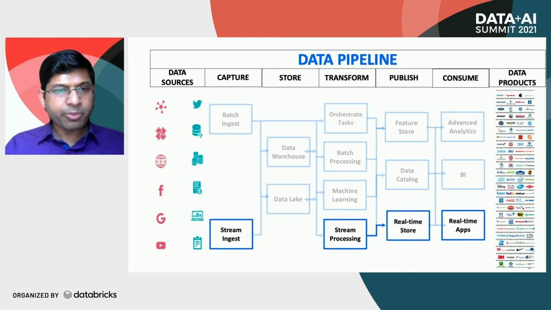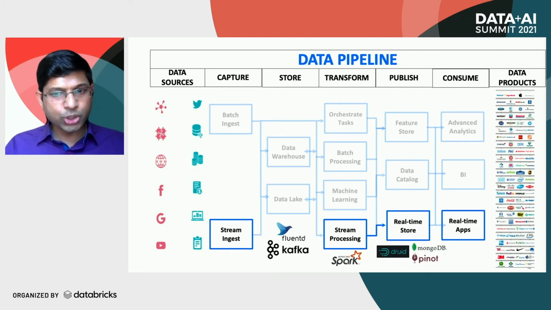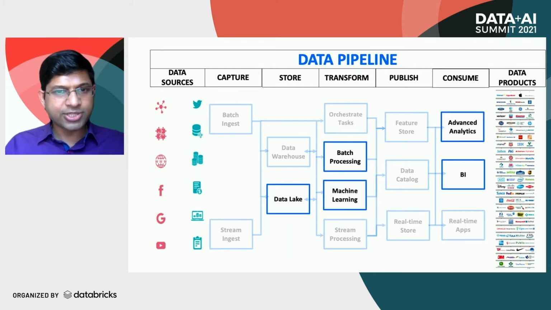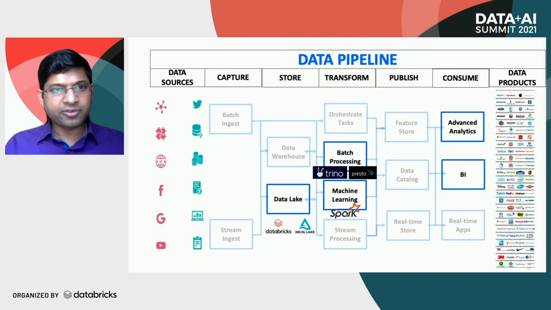For the streaming aspect of the pipelines, where the stream data is ingested, processed, and served in a real-time store to real-time apps, we have systems like Fluentd, Kafka, Spark, Druid, MongoDB, and Pinot. For the data lake side, to store all of these huge volumes and diverse data sets and to apply machine learning and advanced analytics on the data, we have systems like Databricks or storage systems like Data Lake and Azure Data Lake Store. We have Spark, or we have advanced SQL engines like Trino and Presto.